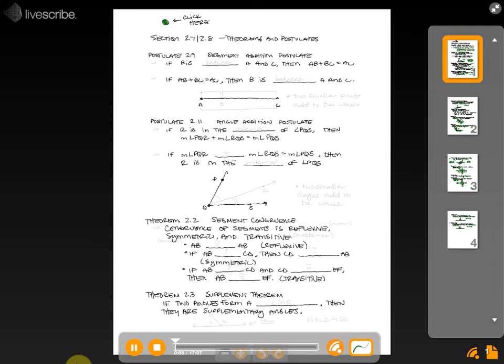Okay, these are your notes for section 2.7 and 2.8. It's all theorems and postulates that we'll use in proofs that we'll be doing next class, geometric proofs. Now we'll do 2 postulates and then the rest of the theorems on your sheet.